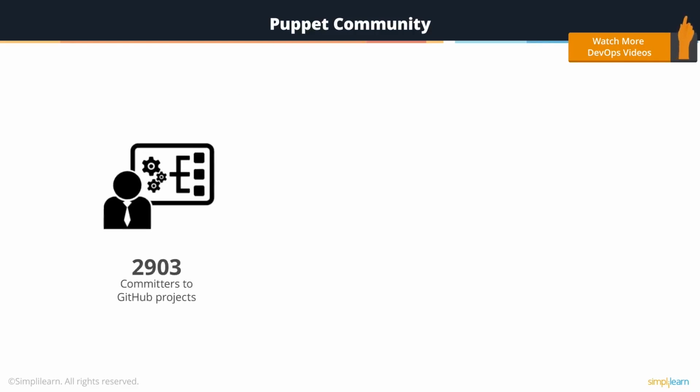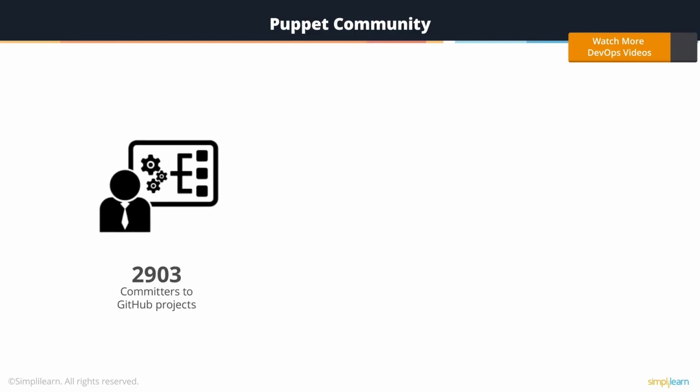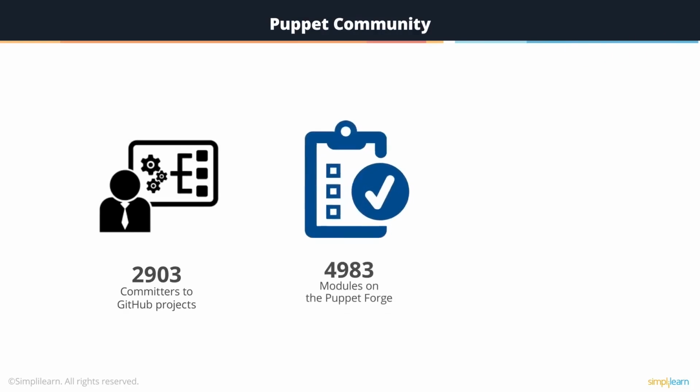Now let's have a look at the Puppet community. The Puppet community is a rich community of a lot of people. Officially, there is no count. But counting the various channels where people collaborate, there are a little over 2,900 committers to GitHub projects who are directly or indirectly associated with Puppet Labs. There are 4,893 modules on the official Puppet Forge. These include modules from Puppet Labs and also from open source contributors to GitHub. So that's nearly 5,000 modules of ready-made code available on the Puppet Forge. So before you write any code for Puppet, you can check to see if it's already been written by someone.